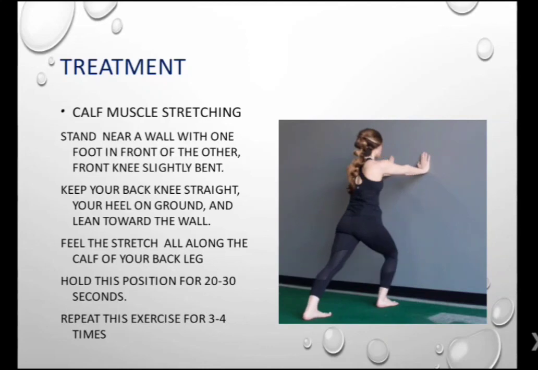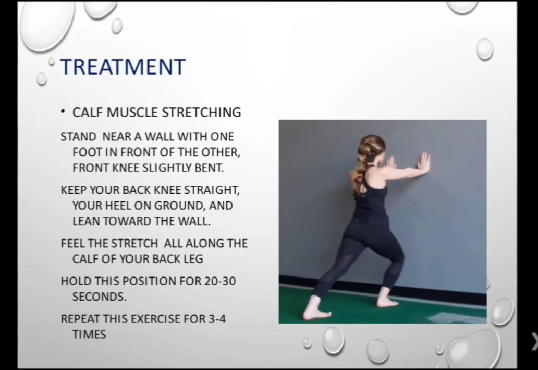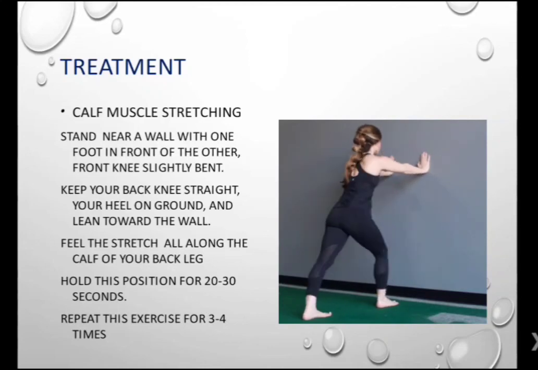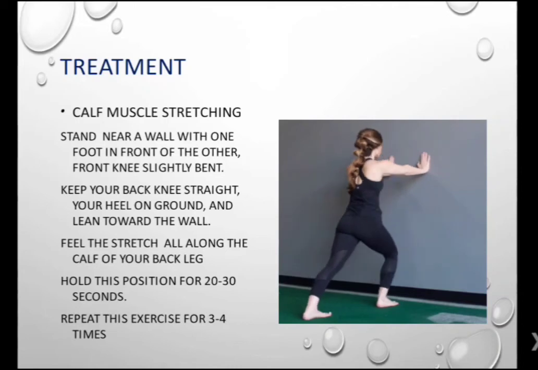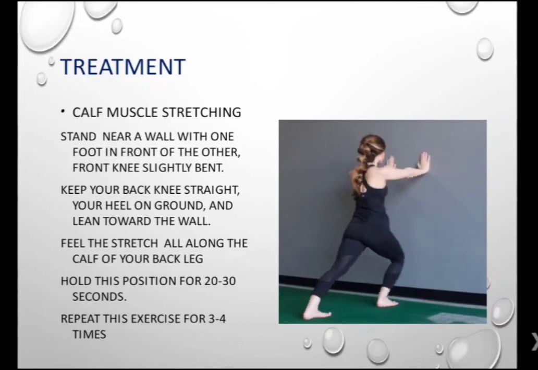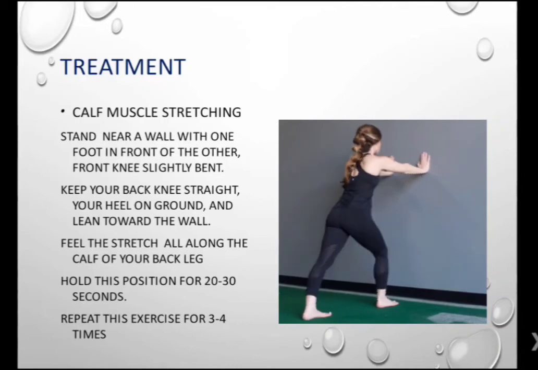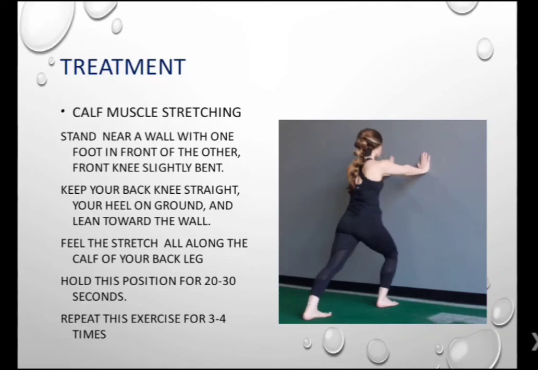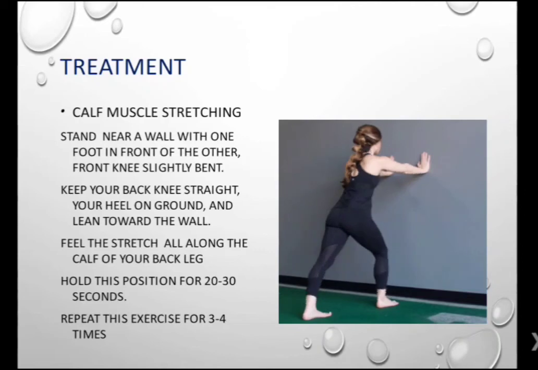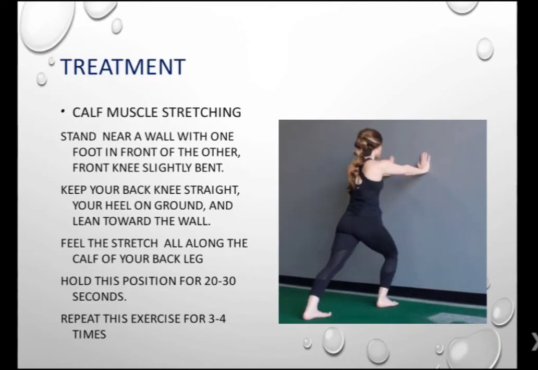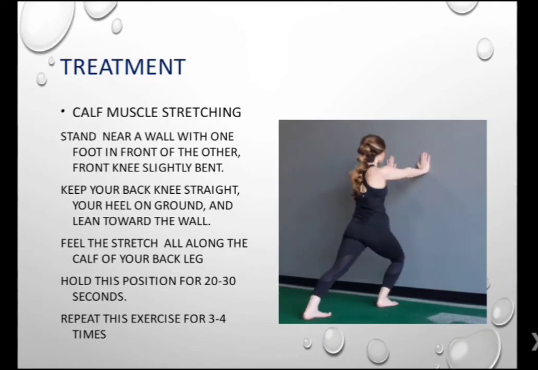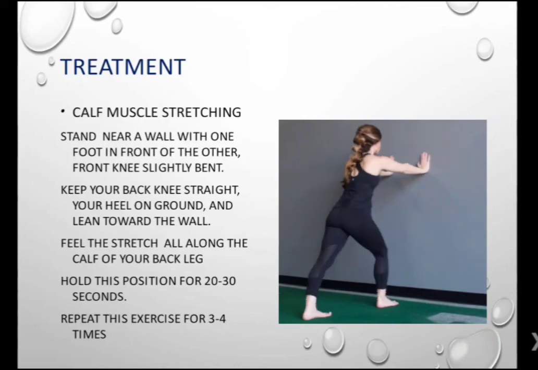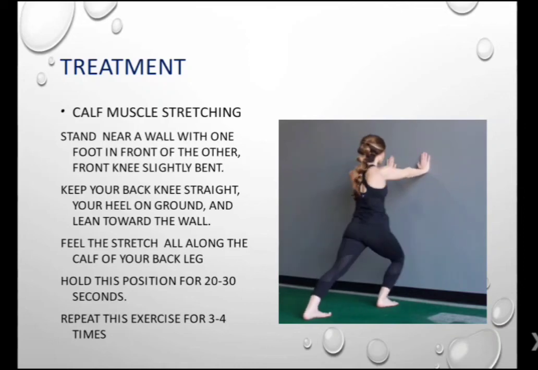How is it done? Stand near a wall with one foot in front of the other. Front knee is slightly bent. Keep your back knee straight, your heel on the ground and lean towards the wall. Feel the stretch all along the calf of your back leg. Hold this position for 20 to 30 seconds and repeat this exercise 3 to 4 times.